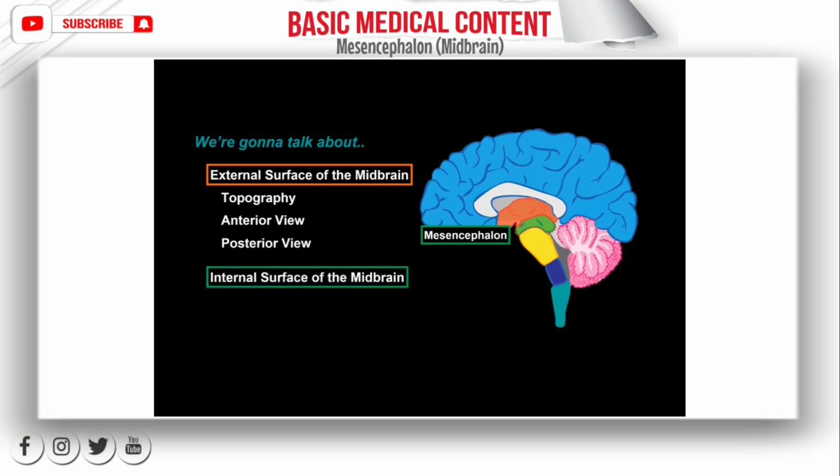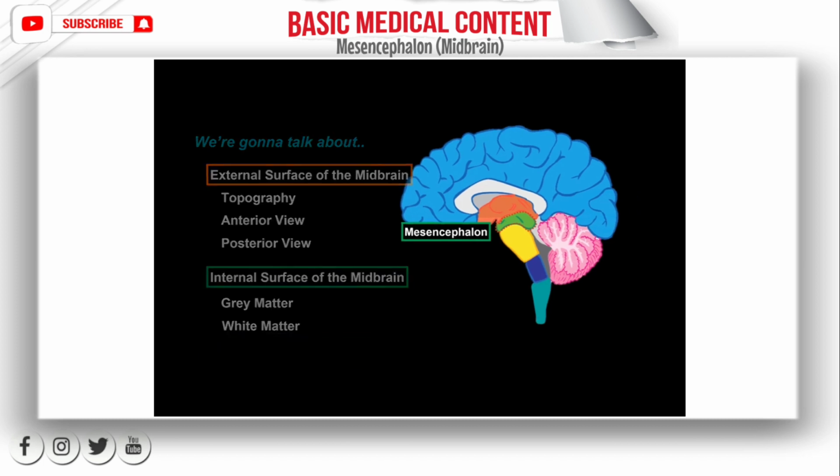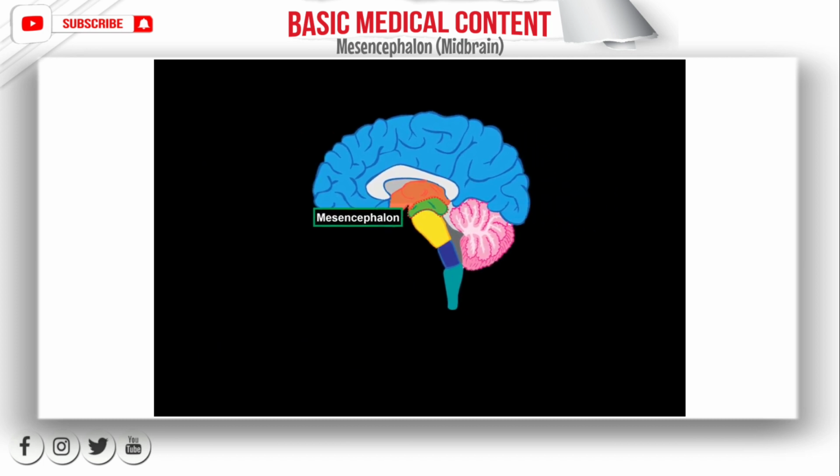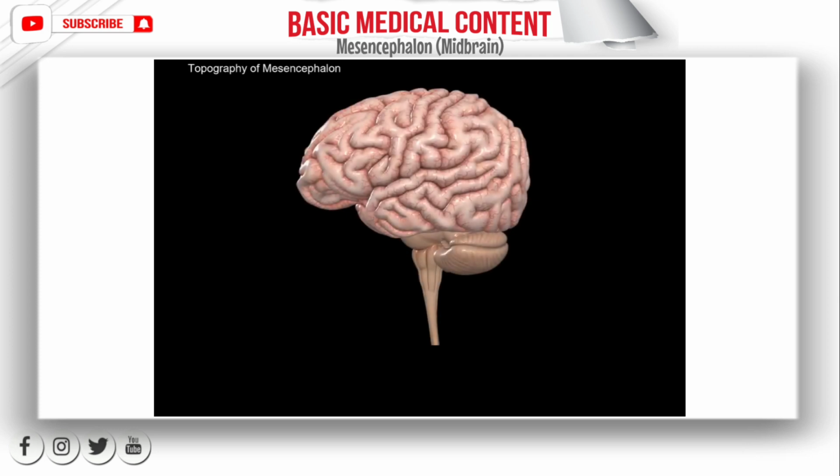Then we're going to slice up the midbrain and look at the internal surface, basically see how the gray matter and the white matter are arranged within it. Then I made a little quiz at the end which might help you if you need to memorize. Alright, so we can start by replacing this picture with a little more realistic one.